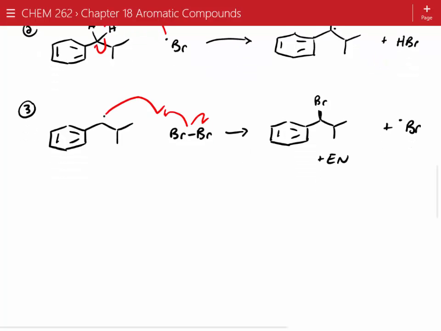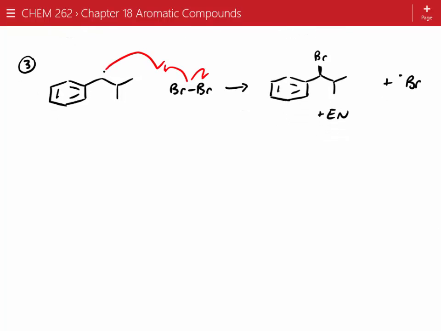And then we recreate our bromide radical. And then what's our last step now that we've created our product? Termination. So I'm just going to do Br dot reacting with Br dot in order to do our termination. And we end up just recreating our bromine that's used in the reaction.